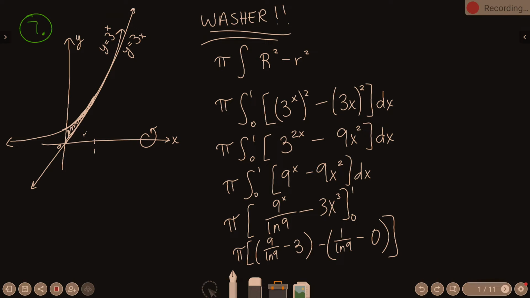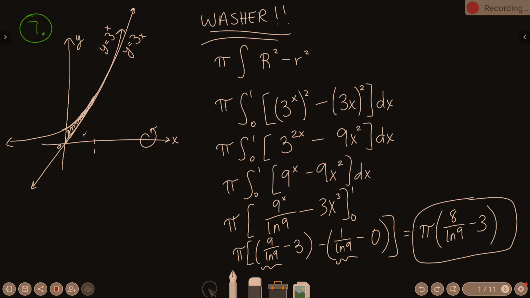I probably cleaned it up on the answer key some. So there's a pi out front. We have 9 over natural log of 9 minus 1 over natural log of 9, which is 8 over natural log of 9. Common denominator, right? And then we still have a minus 3. It is volume, so I should say units cubed, but I didn't do that. I did on the answer key. Here, I'll slide it in right here.